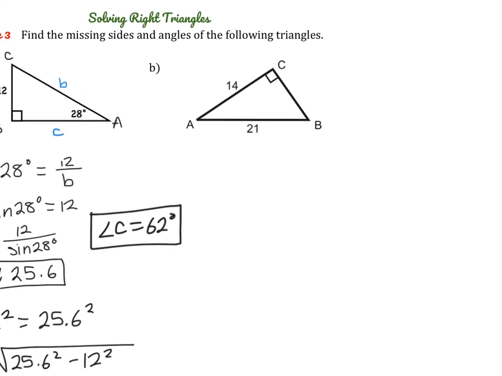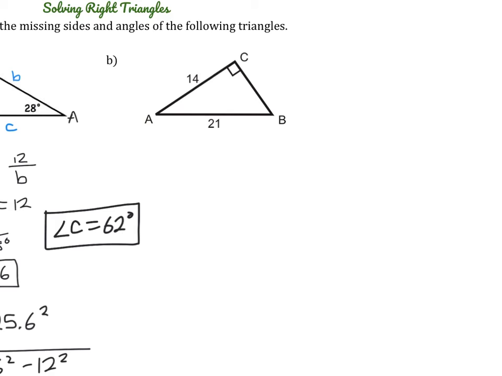Okay, for the second example over here, notice that we are just given two sides, but we don't know either of these two angles. So one place we can start is by finding this side length, side A. So we can find that first with the Pythagorean theorem. So we can say 14 squared plus A squared equals 21 squared. So A is going to be the square root of 21 squared minus 14 squared.